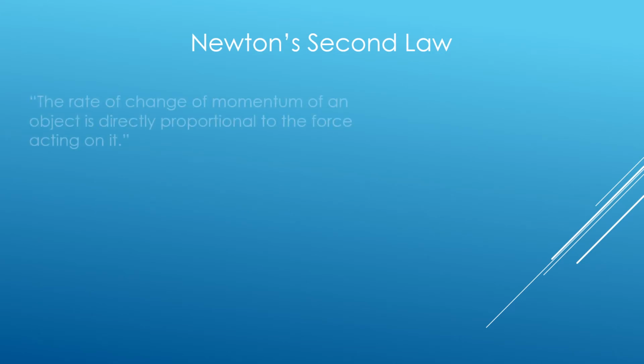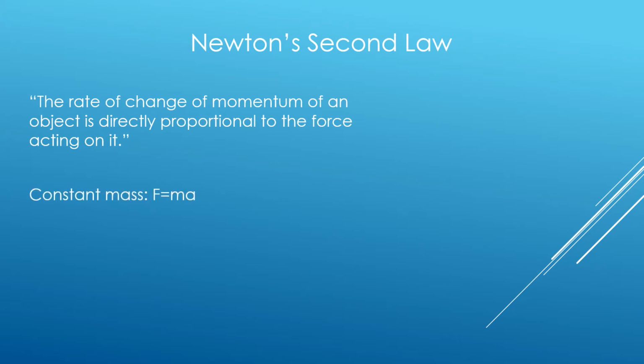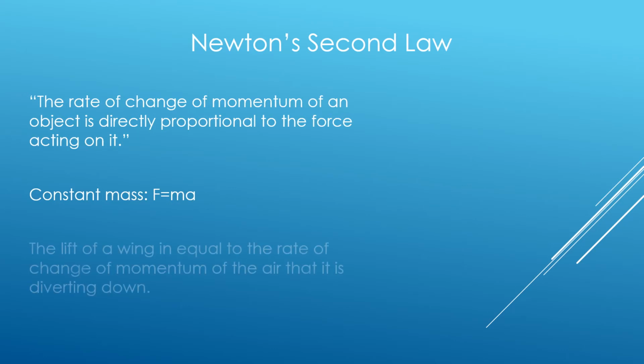Newton's second law states that the rate of change of momentum of an object is directly proportional to the force acting on it. For a constant mass, force equals mass times acceleration. When applied to an aircraft, the lift of a wing is equal to the change of momentum of air that it is diverting down.